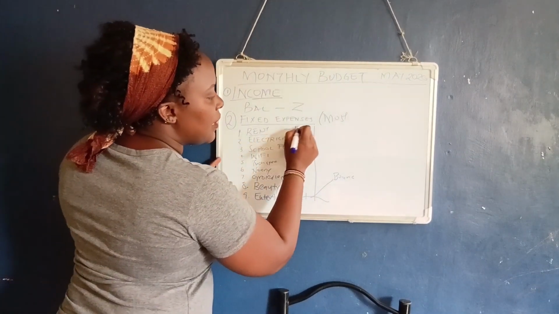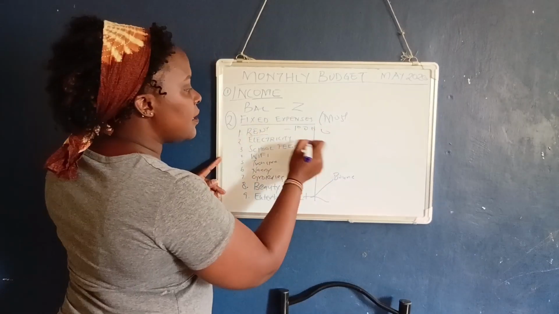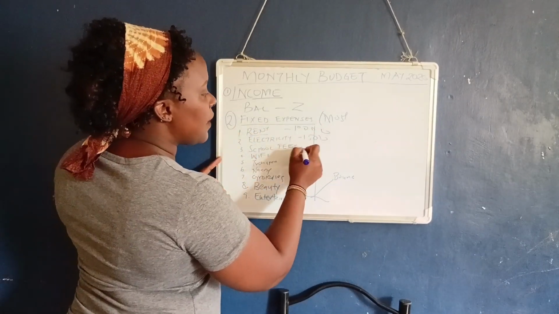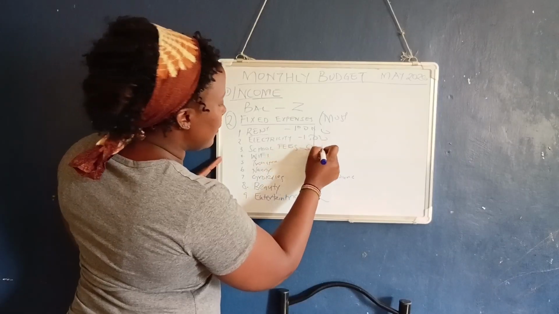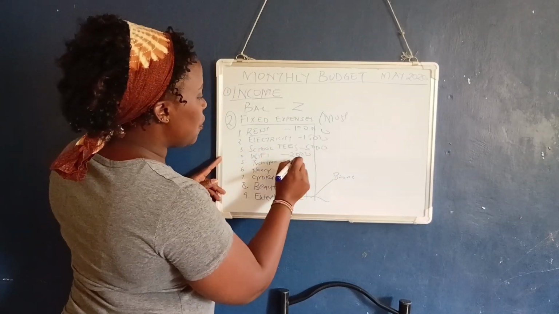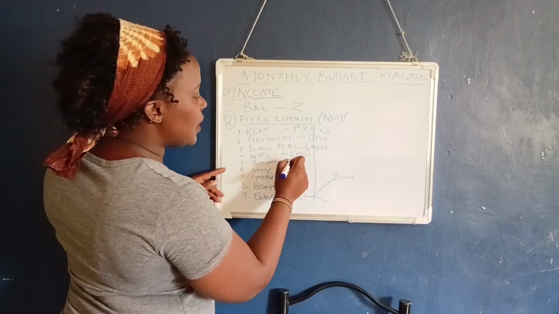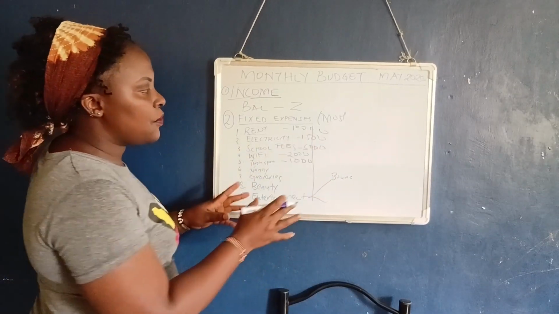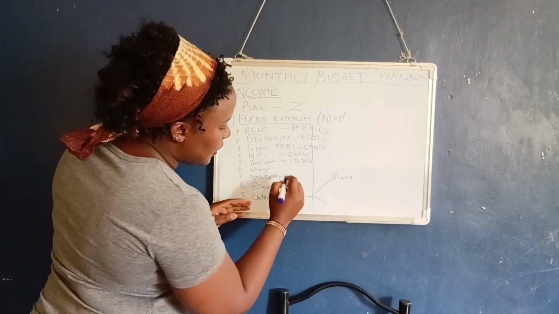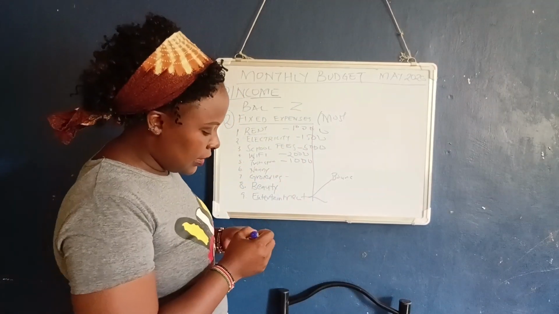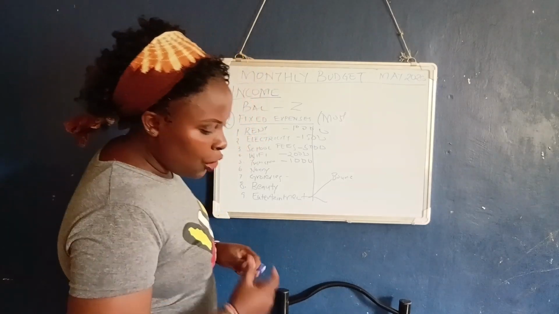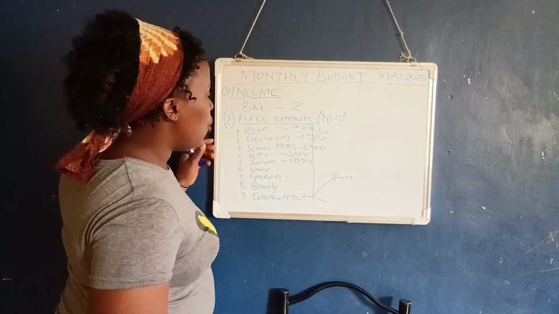Rent is maybe 10,000. Electricity comes to maybe 1,500. School fees, every month I'll be saving 5,000. Wi-Fi is 2,000. Transport, depending on where you work, you just put it. I'm just giving values that don't relate to you, but you have to list down everything with the amount that it consumes. After listing down everything, now you go to the next thing.